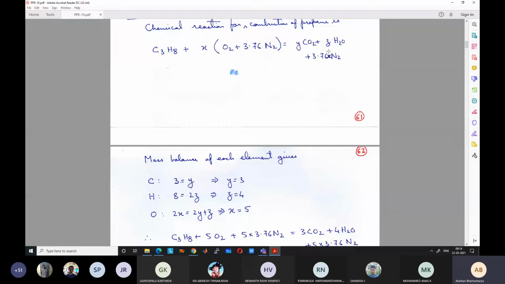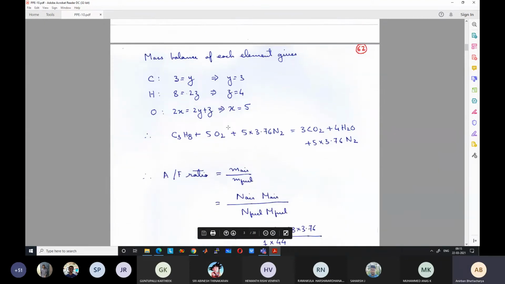Similarly for hydrogen, we have 8 atoms of hydrogen, so here also we should have 8 atoms. So Z into 2 should be 8, or Z equal to 4. And oxygen balance will give us 2x equal to 2y plus Z, or x equal to 5.